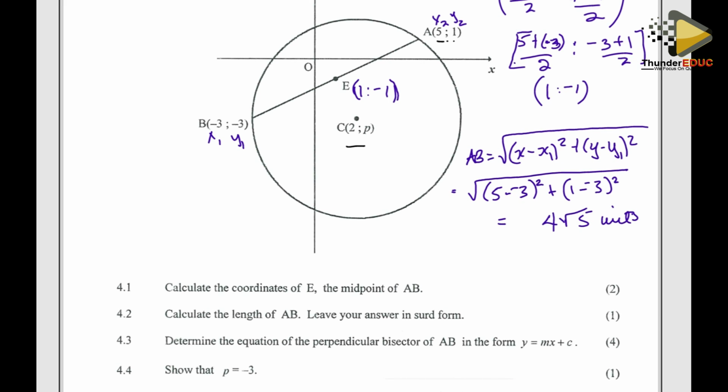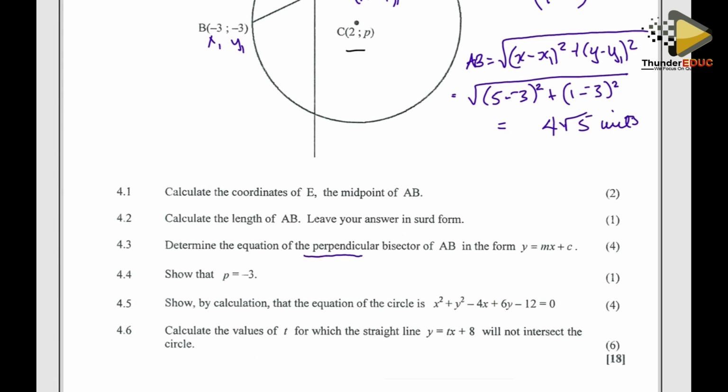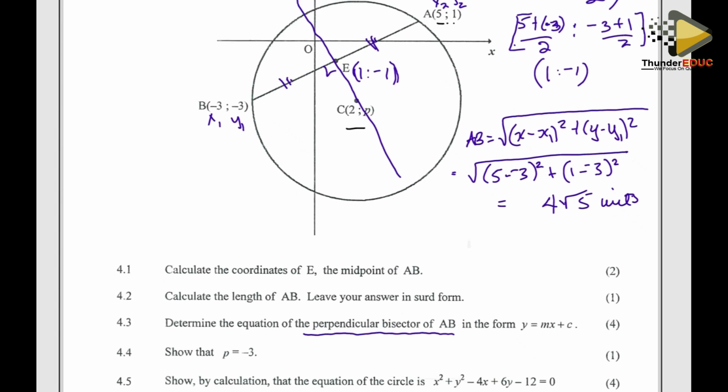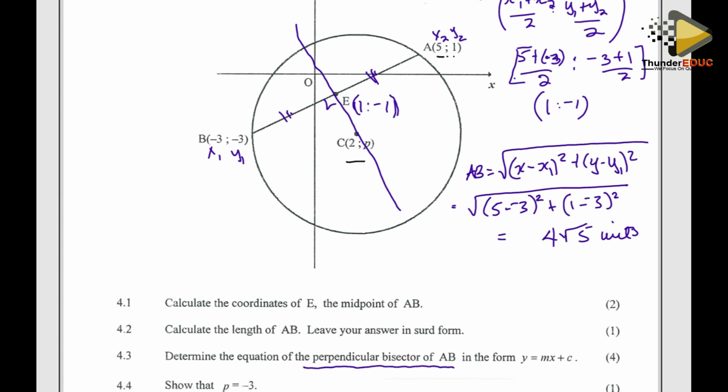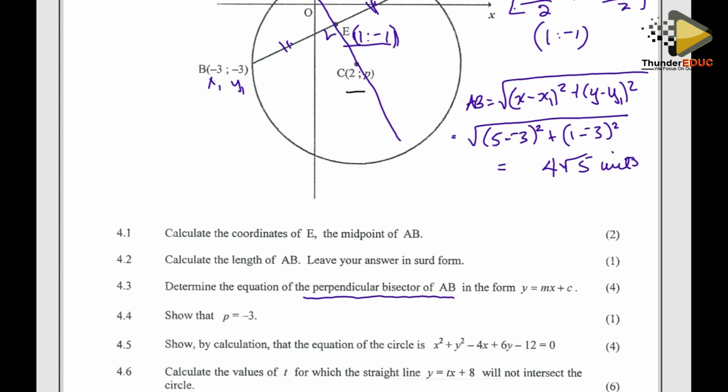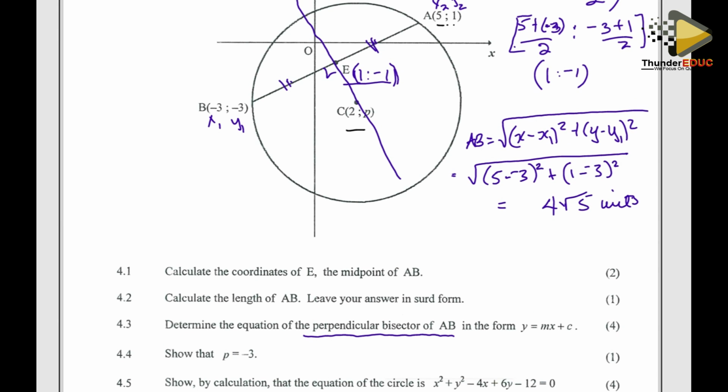Next question, they want the equation of the perpendicular bisector of AB. When we talk of a perpendicular bisector, it's basically a line that passes through this point E. It is perpendicular, which means it makes 90 degrees with this line, and it's also dividing the line into 2 equal parts. So for us to get the equation of this line, what do we know about it? We only know the coordinate E, which is (1, -1), but we can get the gradient of AB.